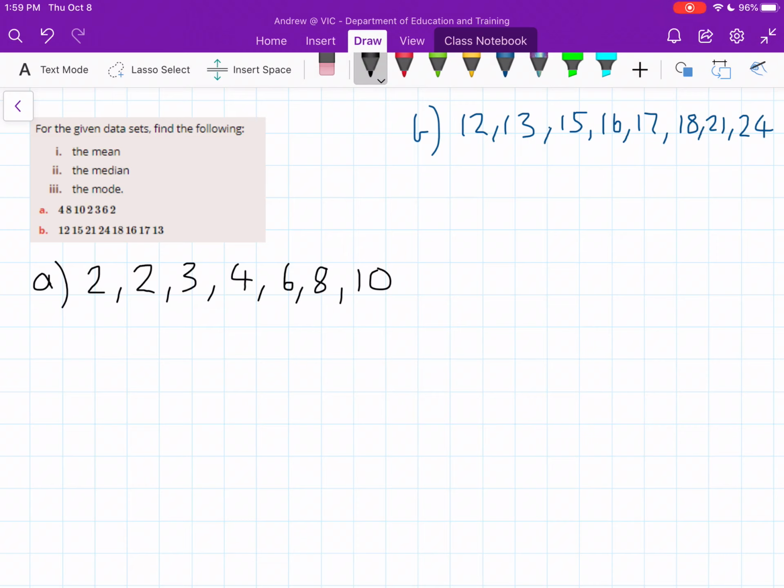G'day everyone, in this video we're going to be looking at finding measures of center. So this is just finding our mean, median and mode from a set of numbers.